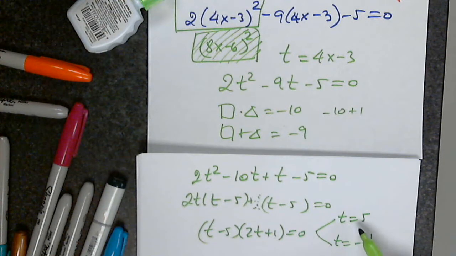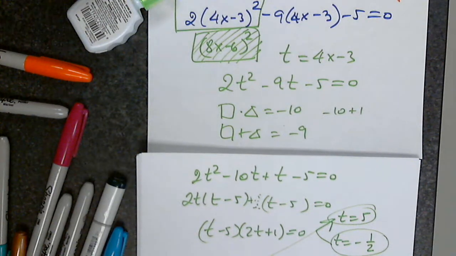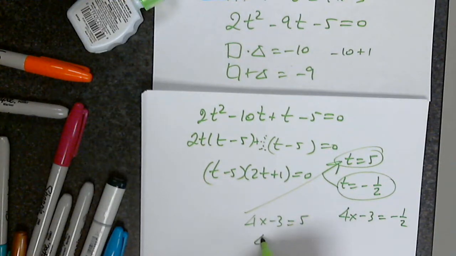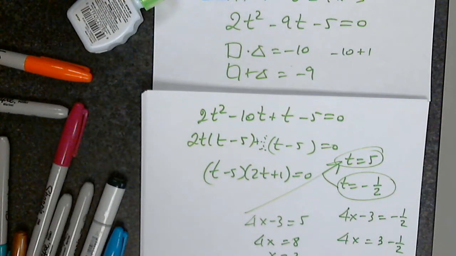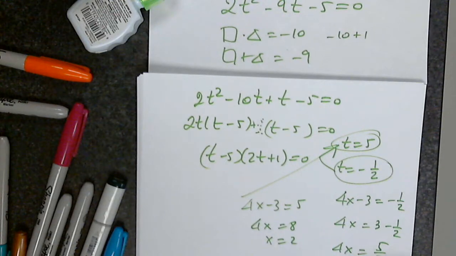From here, I have to set a new equation, which is 4x minus 3 equals 5. And this is a new equation, which is 4x minus 3 equals negative 1/2. From here, I get 4x equals 8, which is x equals 2. And from here, I get 4x equals 3 minus 1/2. 4x, 6 minus 1, 5/2. So x equals 5/8.